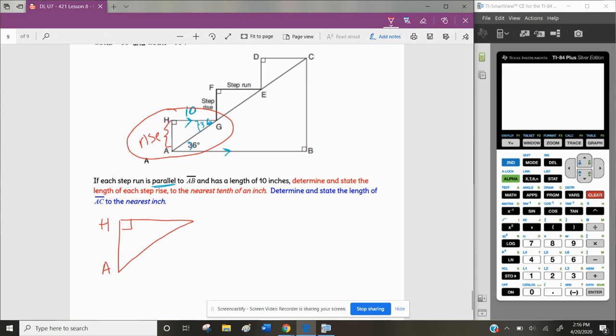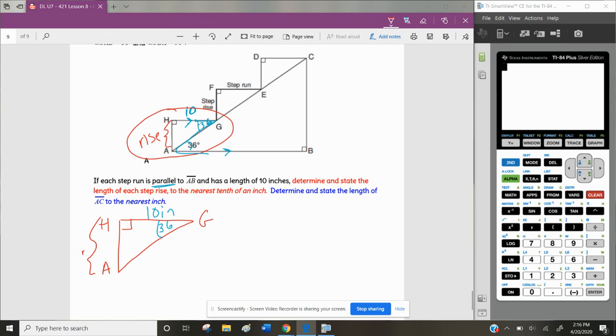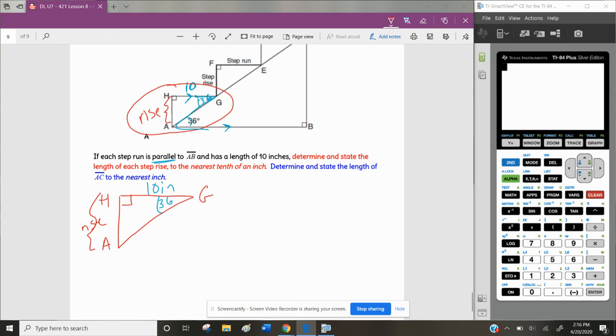H, A, G. I got that 36-degree angle by using the fact that the step, which is 10 inches long, is parallel to the base of the stairs, is parallel to the ground. That's where I got those alternate interior angles, which are equal. So again, geometry loves alternate interior angles. And we're looking for the rise, which is this amount here. So I'm just going to call this rise. That's what I'm looking for.